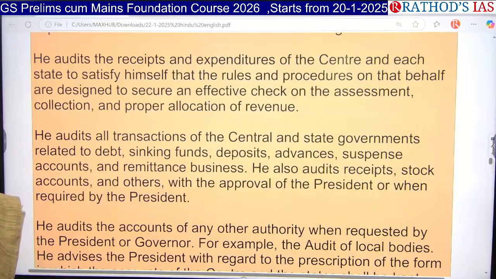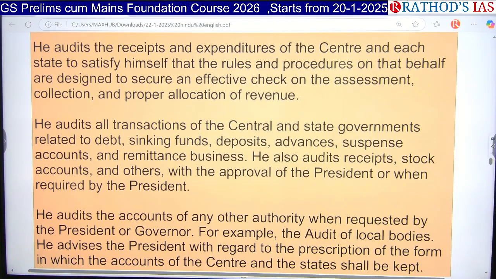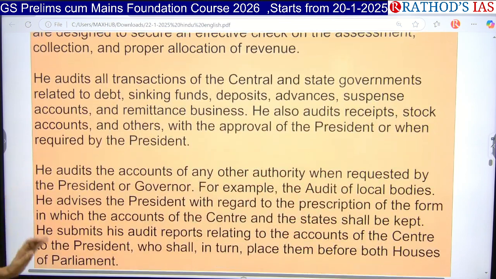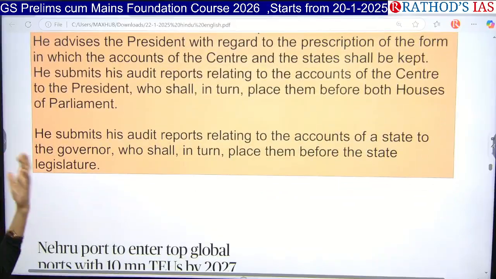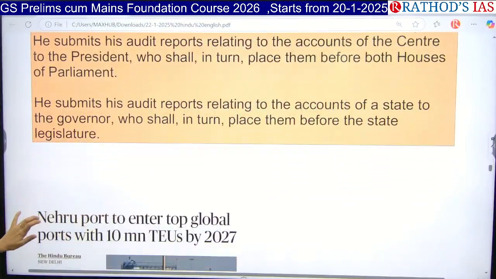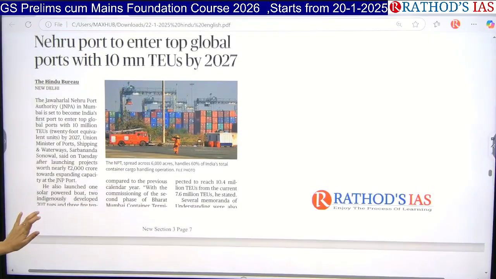The CAG also audits the receipts and expenditure of the central government and the states, so as to satisfy itself that the state and central governments are following the rules and procedures. It also audits transactions of central and state governments related to debt, sinking funds, deposits, advances, suspense accounts and remittances. All these things get audited by the CAG. So that's it. And see this article, very important.